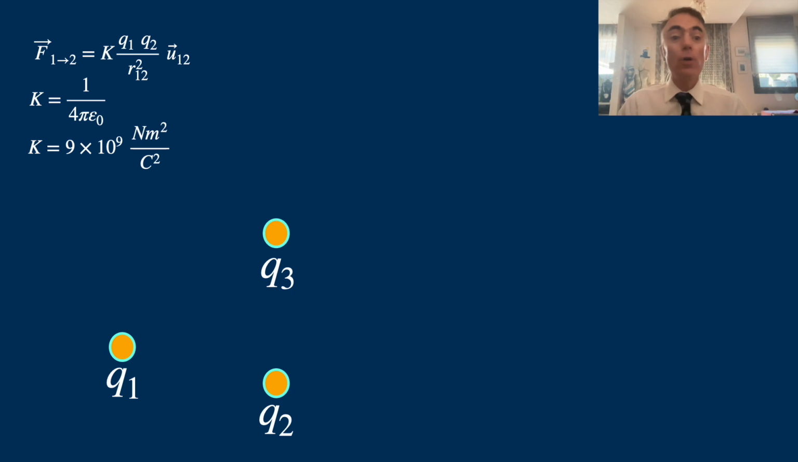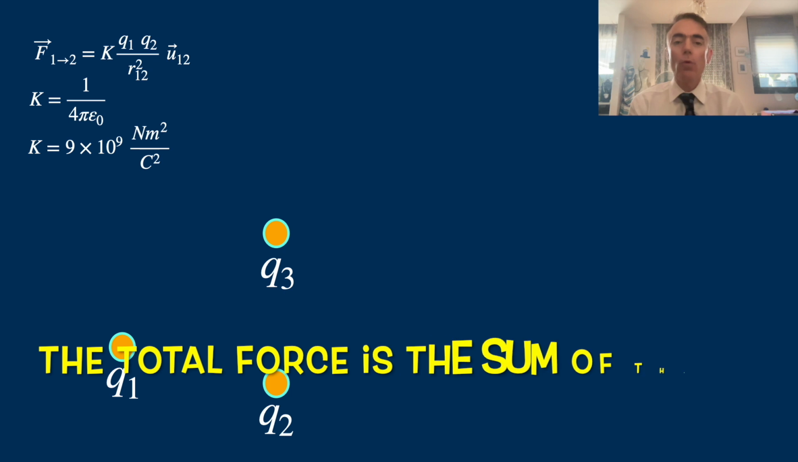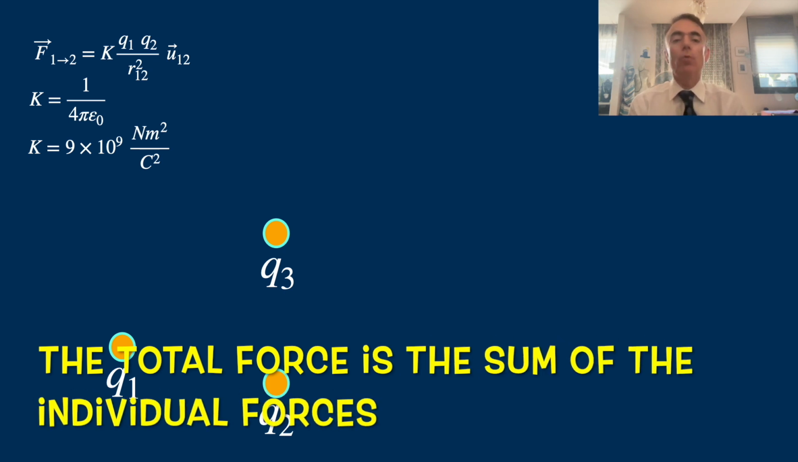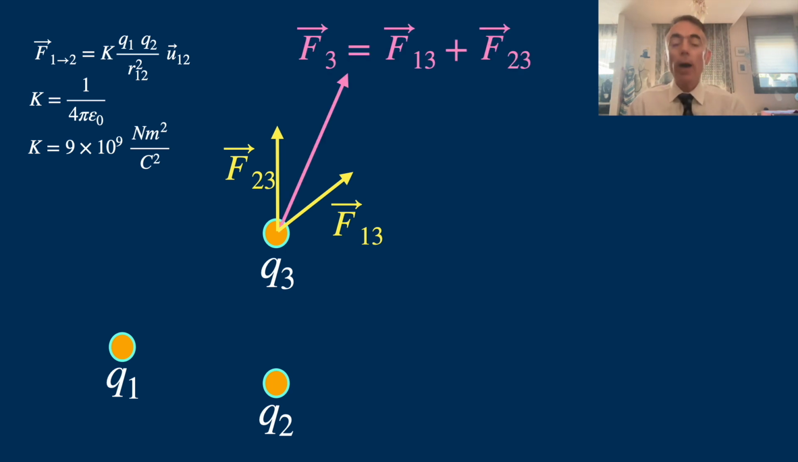If we had 3 charges and wanted to calculate the force of 2 of them on the third one, we should use the superposition principle that states that the total force is the sum of the individual forces. So the force on 3 is the sum of the force of 1 on 3 plus the force of 2 on 3. Remember that forces are vectors, so we need to add vectors here. Let's solve this example with 3 forces. We will work one component at a time and then write the final force vector.